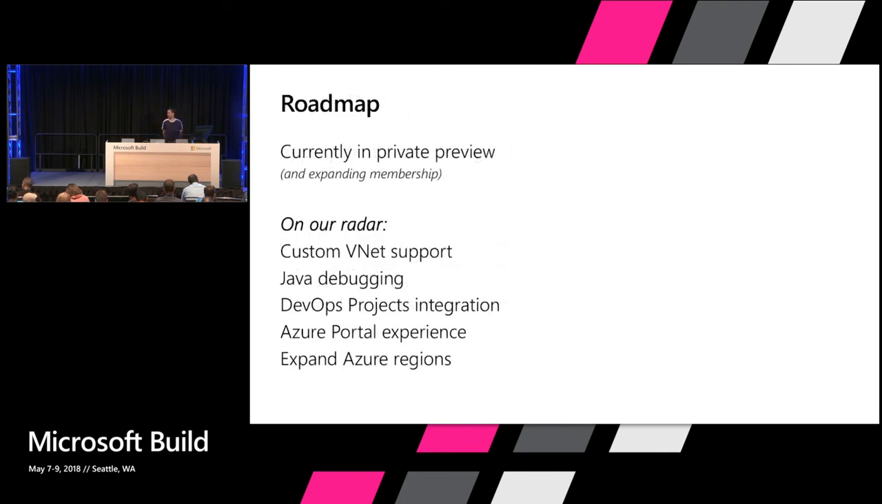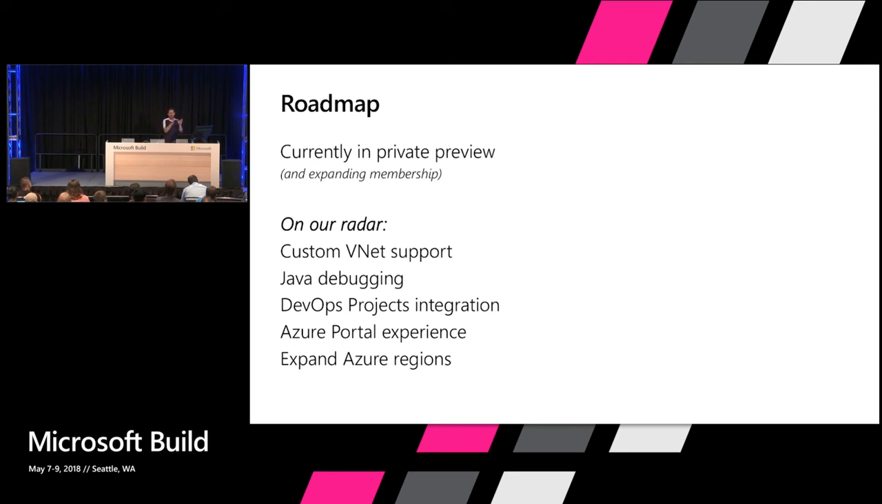Quickly on our roadmap, where we currently are, we're in private preview. We're actually expanding membership to the private preview. What's on our radar? Things that we're working towards is having custom VNet support. The experiences that I showed today, there's a certain baseline experience that you have in the command line that applies to all languages. But what I showed around richer debugging, iterative development inside VS Code and VS, today applies to Node.js and .NET Core. We're expanding that to other languages.